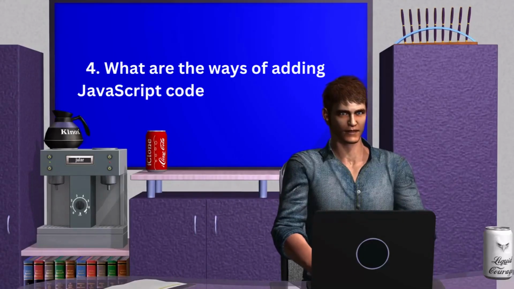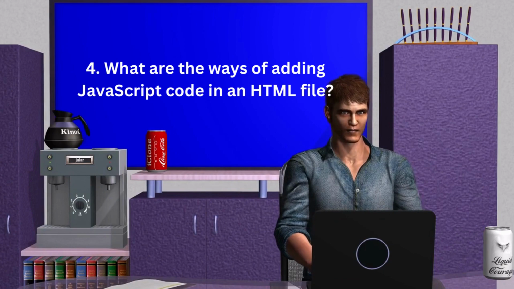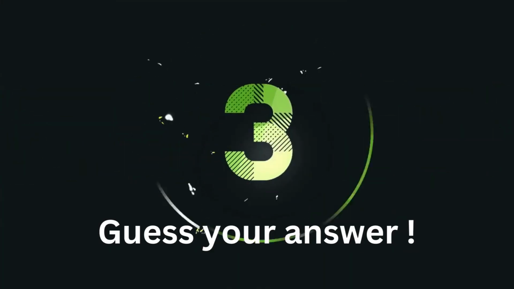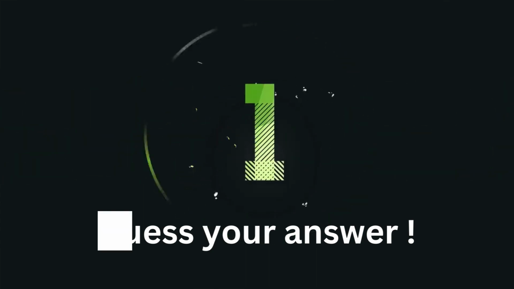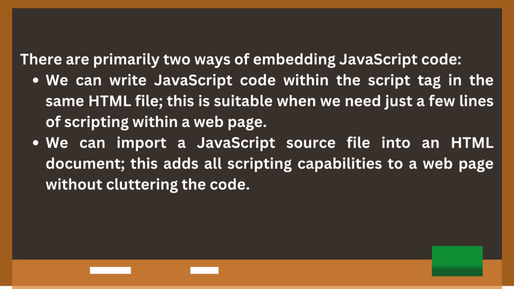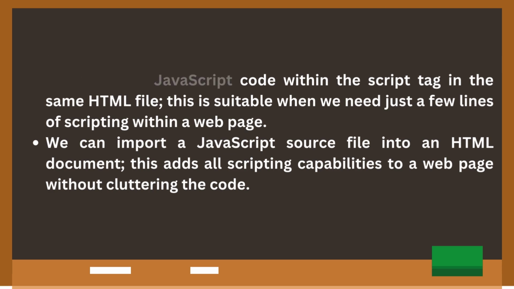4. What are the ways of adding JavaScript code in an HTML file? There are primarily 2 ways of embedding JavaScript code. We can write JavaScript code within the script tag in the same HTML file. This is suitable when we need just a few lines of scripting within a web page. We can import a JavaScript source file into an HTML document. This adds all scripting capabilities to a web page without cluttering the code.